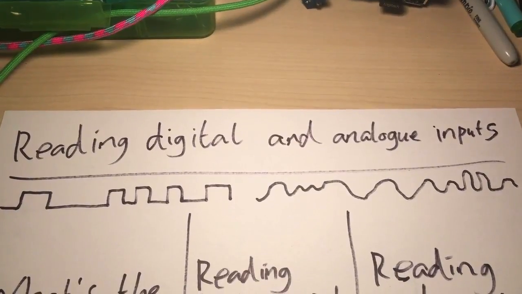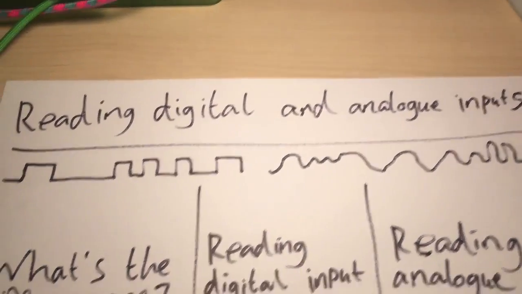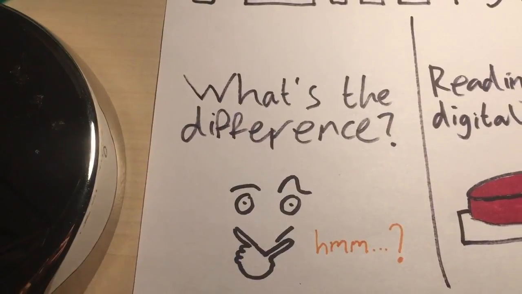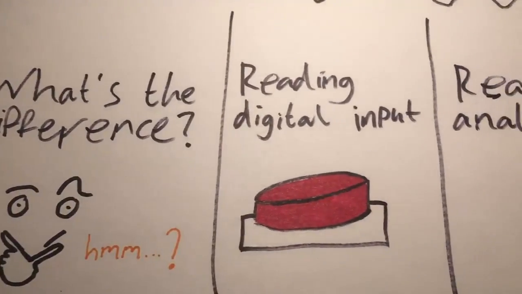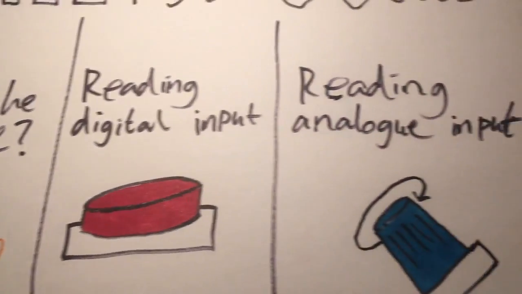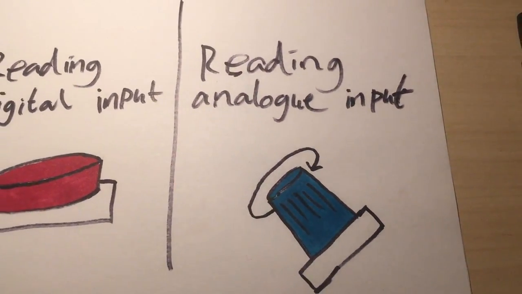In this video we're going to learn about reading digital and analog inputs. We'll start off with finding out what the difference is between digital and analog inputs, and then we'll go on to an example of reading digital input. We'll finish off with an example of reading analog input.